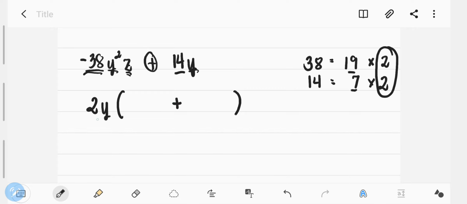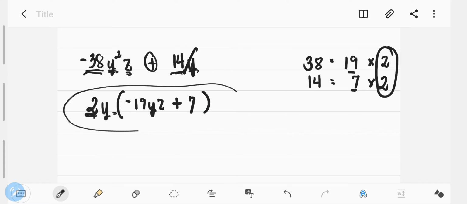So, negative 38 divided by 2 is negative 19. And then, y squared divided by y, that's y, kasi 2 minus 1. And then, z. Kokopy natin yung z kasi wala naman siya dito sa ating factors. Okay. Next, dito na tayo sa right. So, 14 divided by 2, that is 7. And then, y divided by y, that's cancel. So, therefore, our answer is 2y times quantity of negative 19yz plus 7.